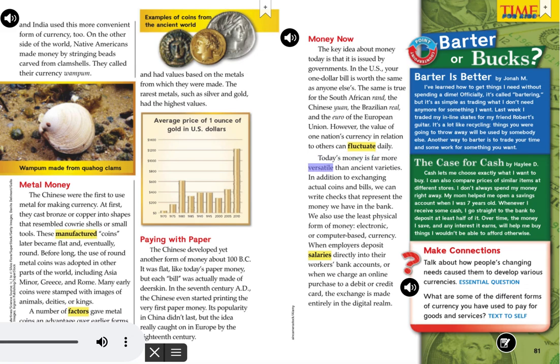Today's money is far more versatile than ancient varieties. In addition to exchanging actual coins and bills, we can write checks that represent the money we have in the bank. We also use the least physical form of money, electronic or computer-based currency. When employers deposit salaries directly into their workers' bank accounts, or when we charge an online purchase to a debit or credit card, the exchange is made entirely in the digital realm.